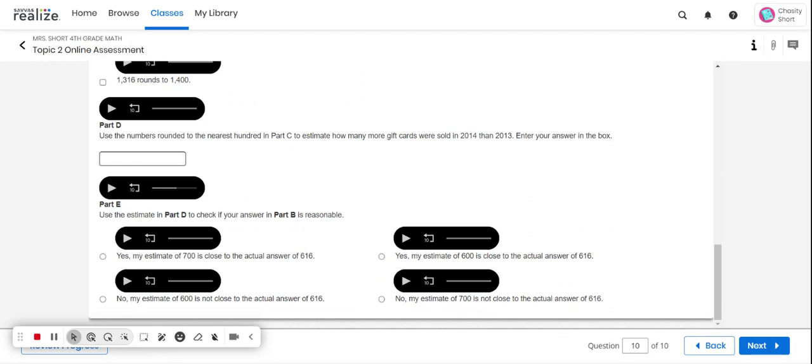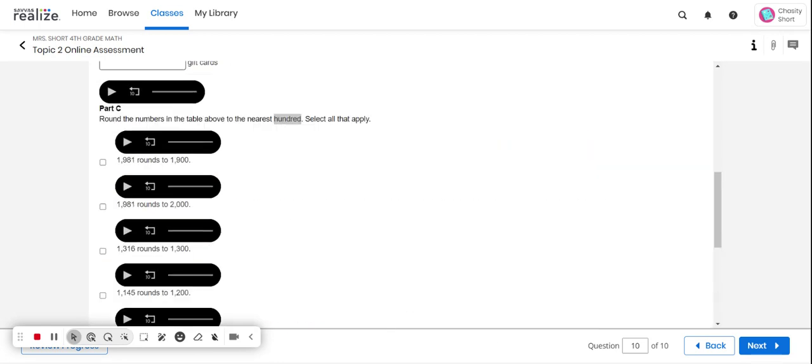All right, Part E. Use the estimate in Part D to check if your answer in Part B is reasonable. So you're just going to have to look and see which one of these is the answer, like which one matches up with what you came up with.